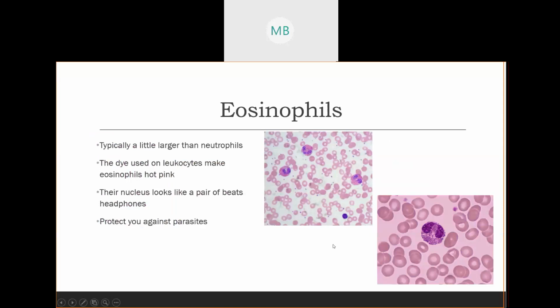All of your eosinophils are going to end up looking bright pink or hot pink, and their nucleus always looks like a pair of Beats headphones. So your slightly larger white blood cells that look hot pink that have a pair of Beats headphones on in the middle, that would be your eosinophil. Look for something hot pink with Beats headphones, and you are good to go for your eosinophils. That's what you need to label.